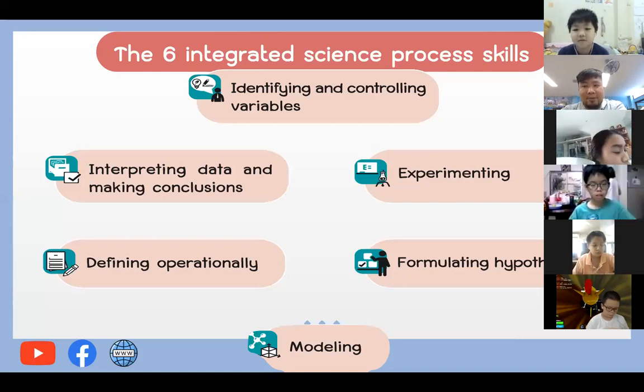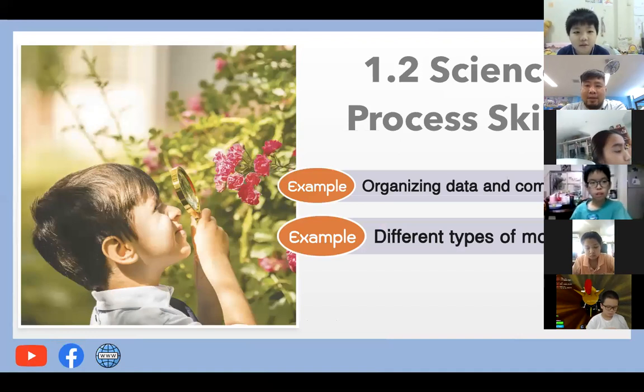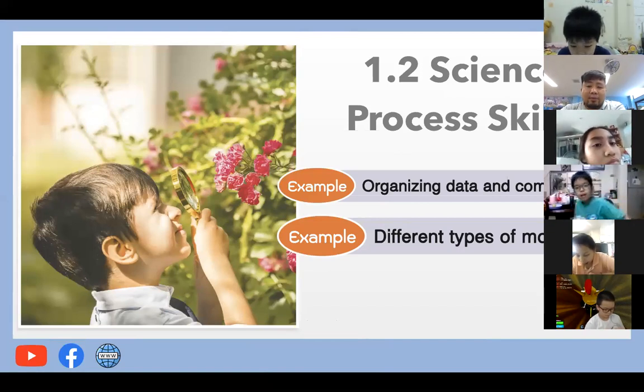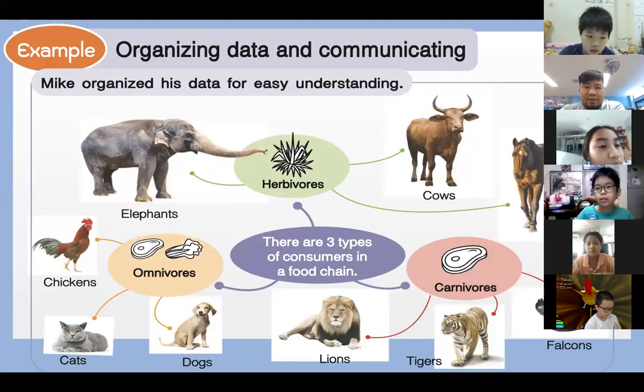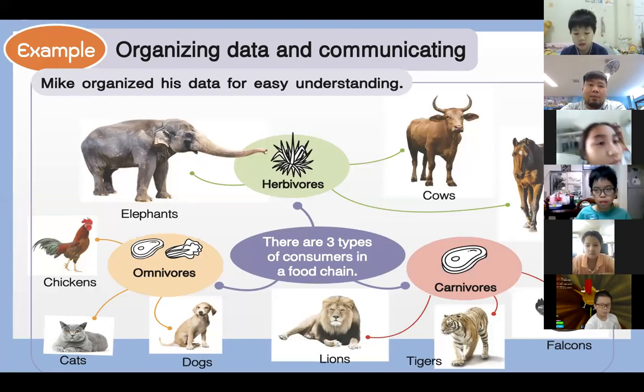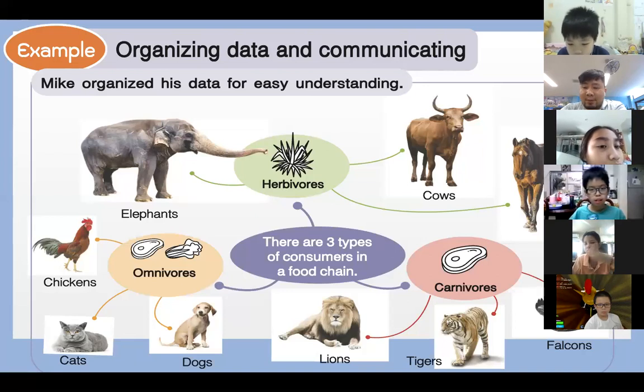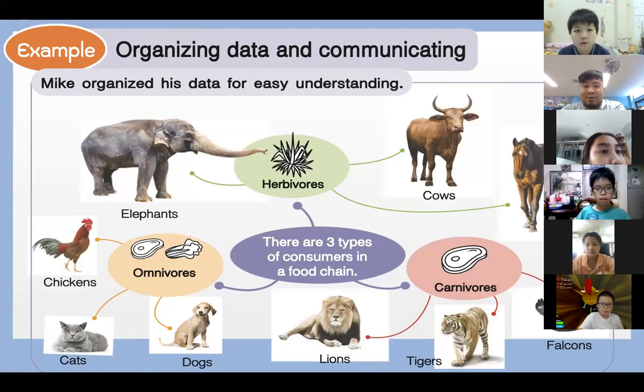Okay, now let's continue. In science process skills, we discuss 2 examples only. The first one is organizing data and communicating. The second one is different types of modeling. In number 1, organizing data and communicating, for example, Mike organized his data for easy understanding. This is also in your worksheets, okay? I'm discussing the worksheets with you now.